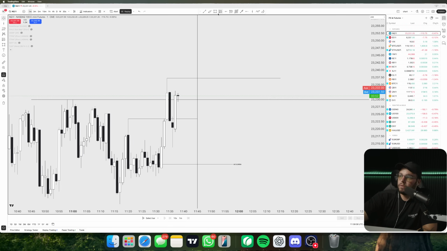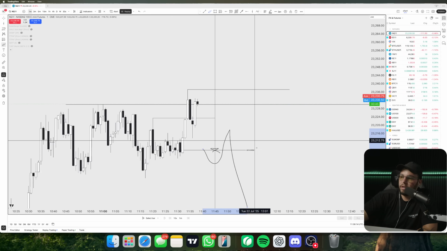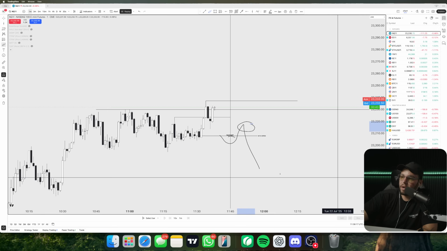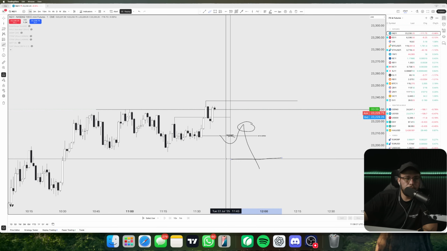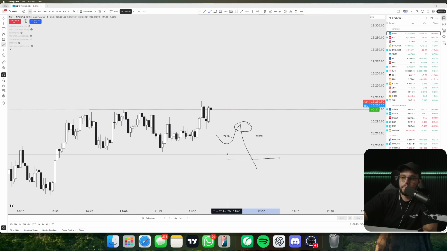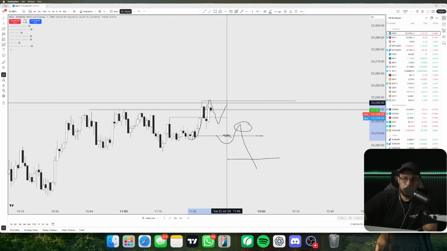At this point, oh, I need the pen. It closes below here at this point, and then we can look for this. Because at this point, this then becomes the expansion candle. So we can't trade this candle until 11:45. That's it.